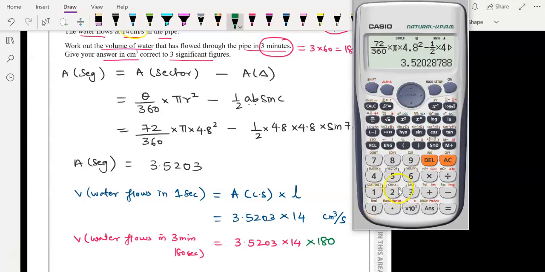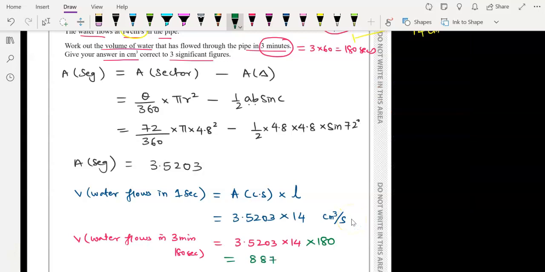So we'll put this in the calculator. So your answer times 14 times 180 gives you 8871.12. The question says round to three significant figures. So when you round to three significant figure, the fourth digit is 1, so 7 will stay same. So your final answer will be 8870 cubic centimeters. So this much amount of water flows out of the pipe in 3 minutes.